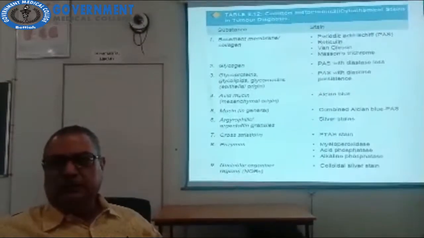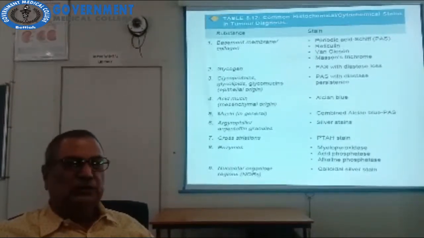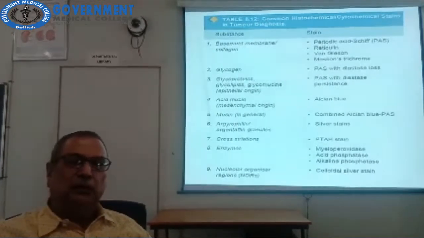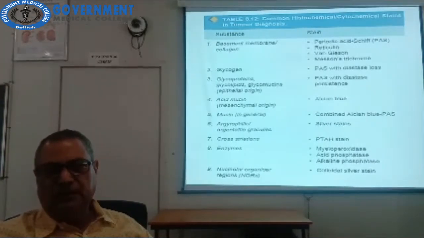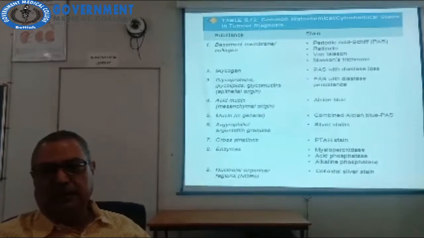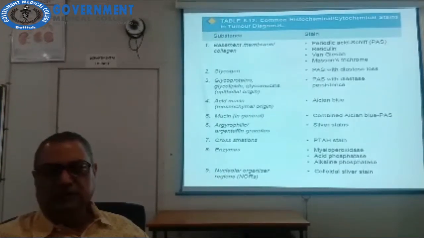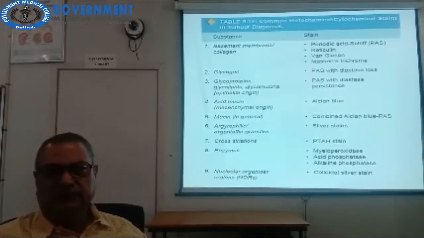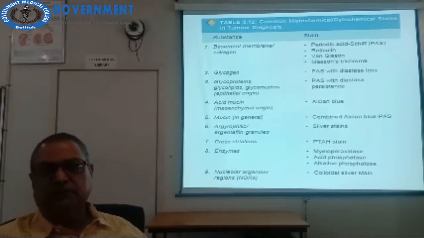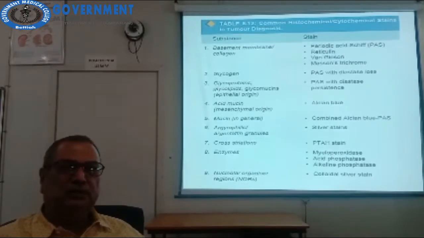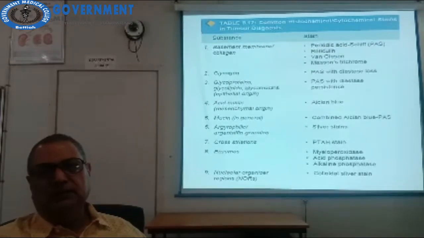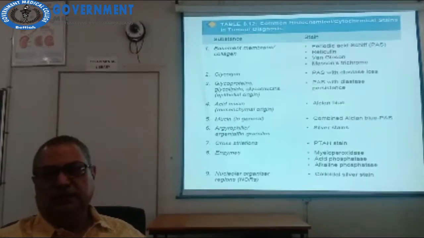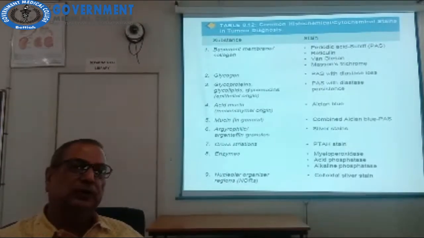Then common histochemical and cytochemical stains. Common histochemical or cytochemical stains are used from time to time, like in leukemia and cancer cells of the blood. We see whether it is myeloid or lymphoid. Myeloperoxidase stain is done. Sudan black B stain is done. Then acid phosphatase, alkaline phosphatase are done in various cancers. For basement membrane, periodic acid-Schiff stain is done, reticulin silver nitrate is done, Van Gieson stain is done, and Masson's trichrome stain is used for collagen fibers.